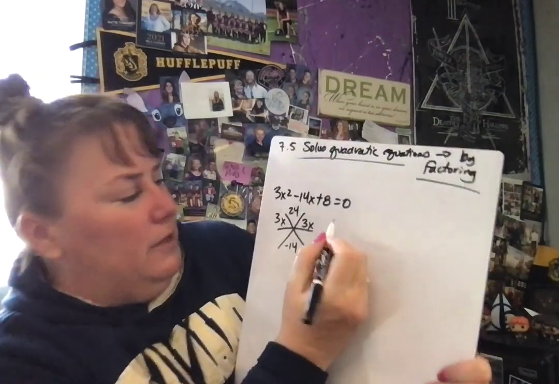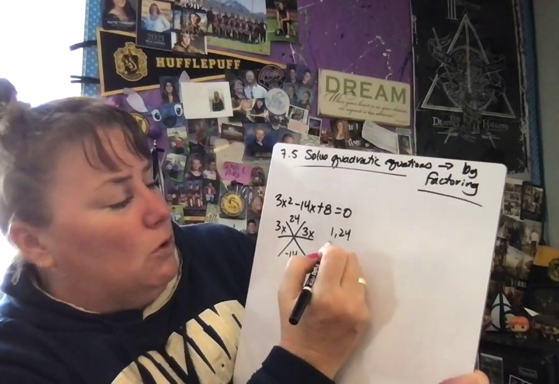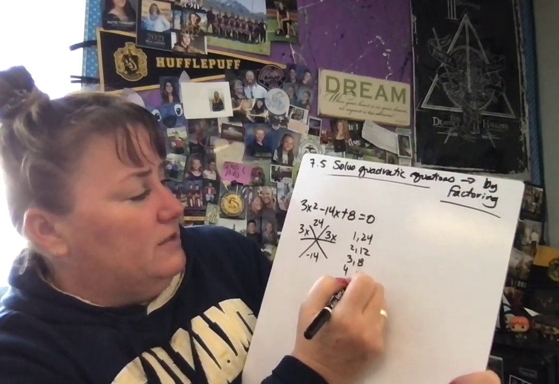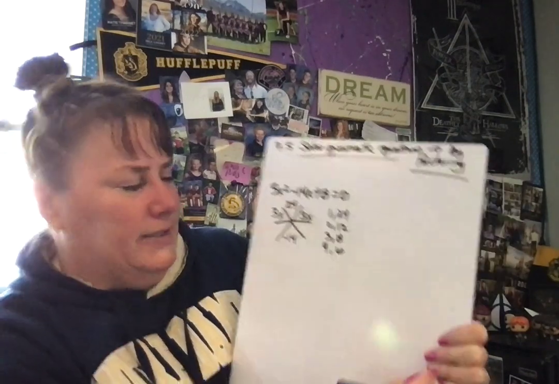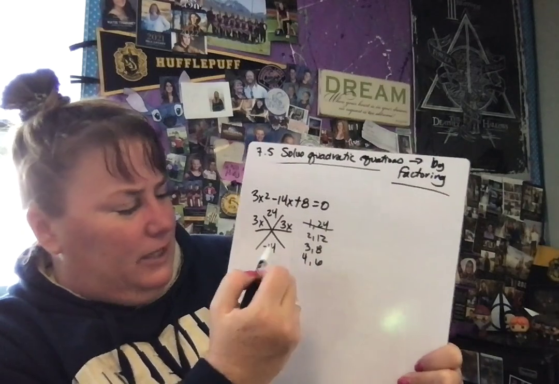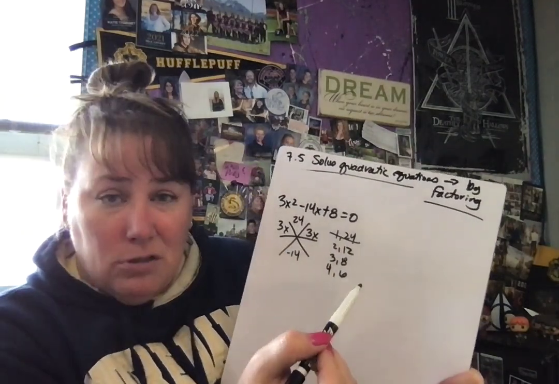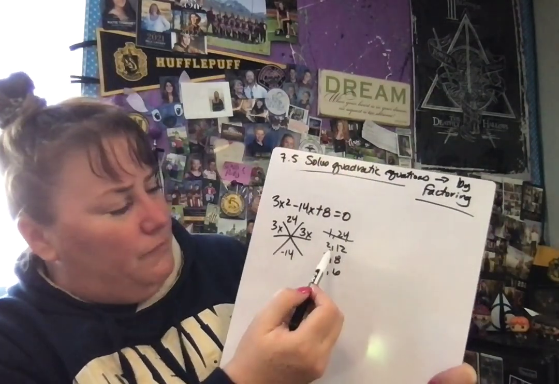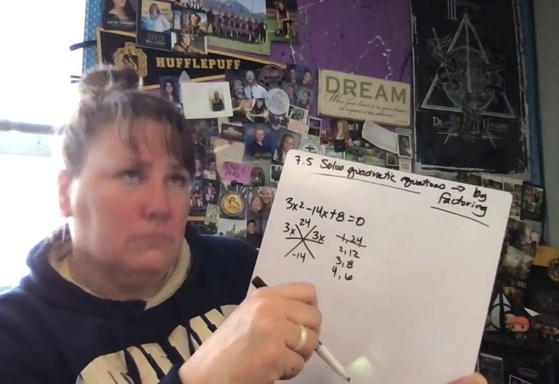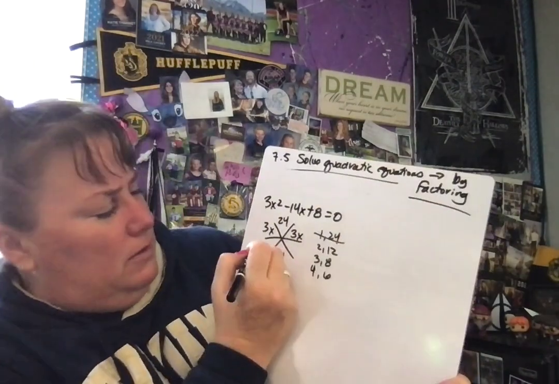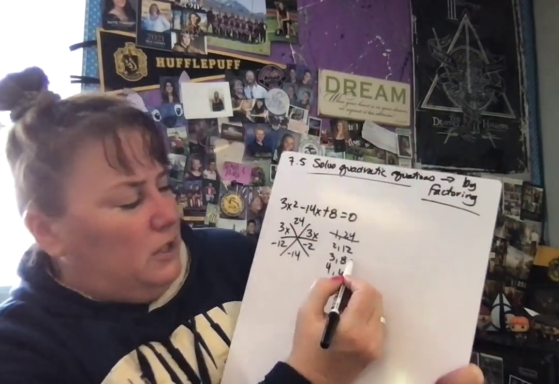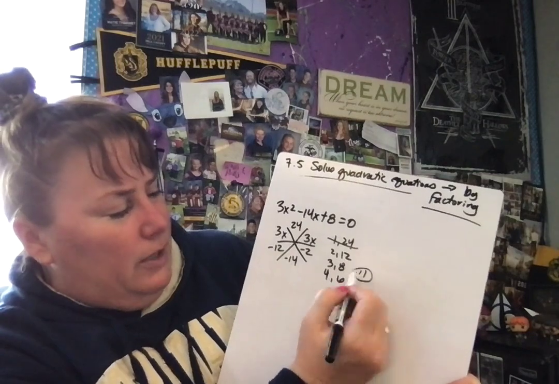They're both going to be negative. So, 1 and 24, 2 and 12, 3 and 8, 4 and 6. That's it. So 1 and 24, no matter what we do with our signs, is not going to get us negative 14. But we already know that both factors are negative. 2 and 12? If they're both negative, that will get us a sum of negative 14. This would be close. This would be a negative 11 right here.